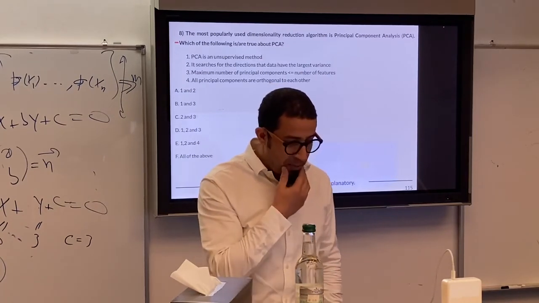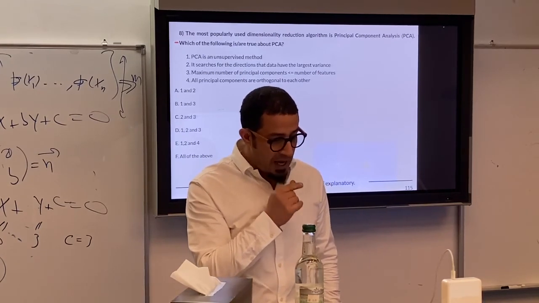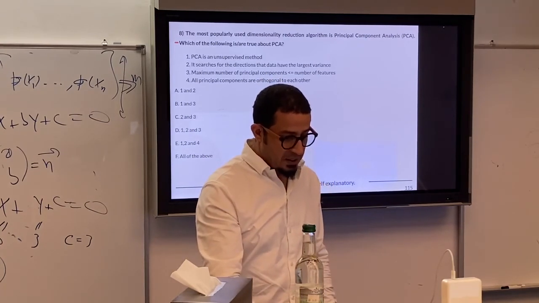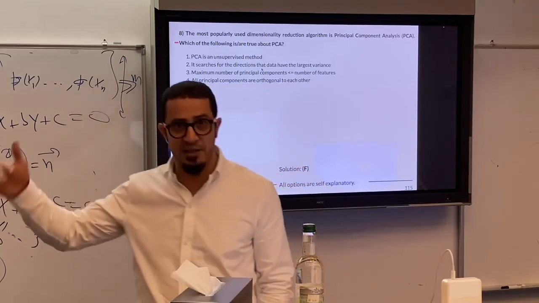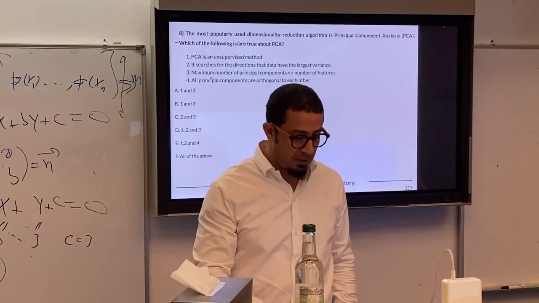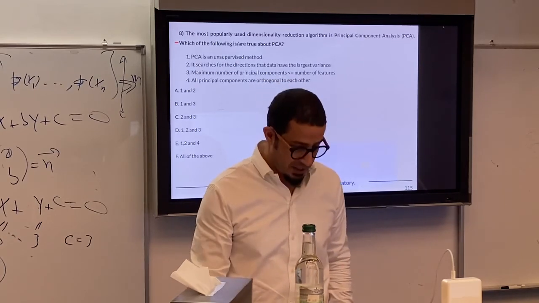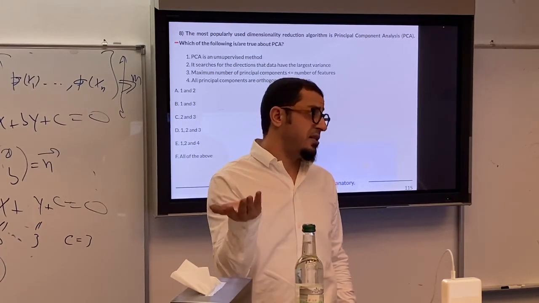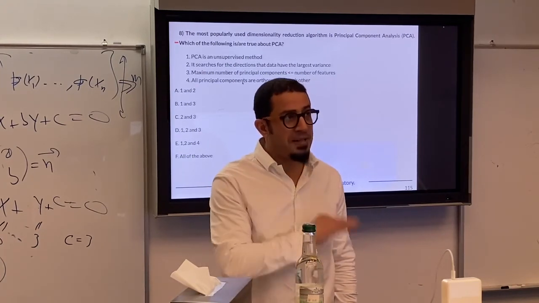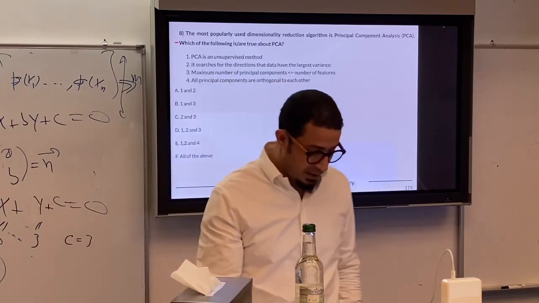The last one here. The most popular dimensionality reduction algorithm is PCA. Which of the following is or are true about PCA? PCA is unsupervised, correct or not? Yes. It searches for the direction in which the data have the largest variance. True. The maximum number of principal components is always less than or equal to the number of features. Yes, correct, because the number of eigenvectors is the number of features. All the principal components are orthogonal to each other. Yes, true, because of symmetry.